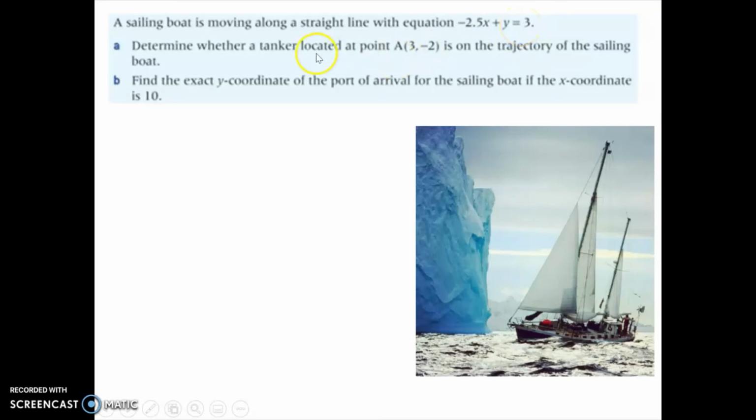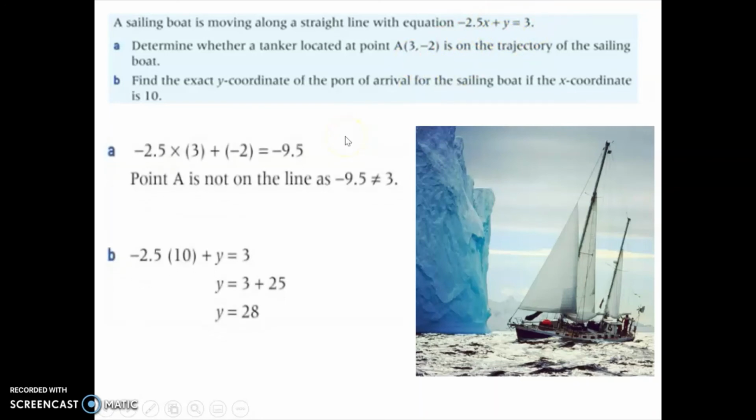All right, determine whether a tanker located at this point is on the trajectory of the sailing boat. In other words, if the boat keeps following this line, will it hit this tanker that is at that location? Approach this like the last problem. Put this coordinate into the equation and see if the two sides are equal to each other. Okay, and then hopefully you tried B as well.